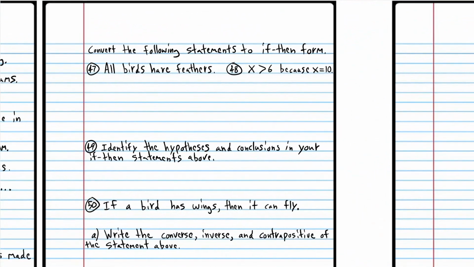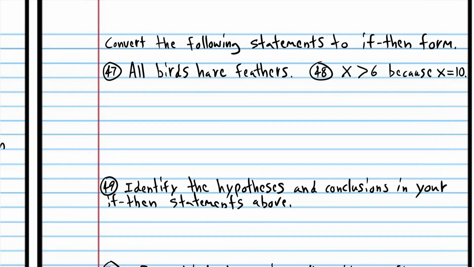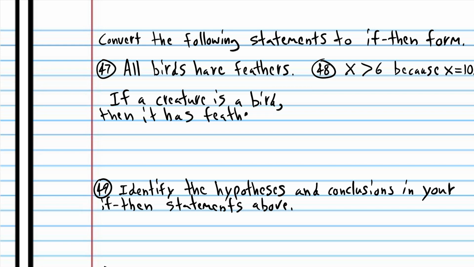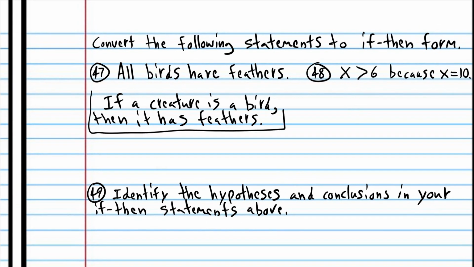All right, on to 47. Convert the following statements to if-then form. So we're just practicing converting a statement to if-then form. We'll do 47 together. All birds have feathers. If a creature is a bird, then it has feathers. All right, so we put it in if-then format.